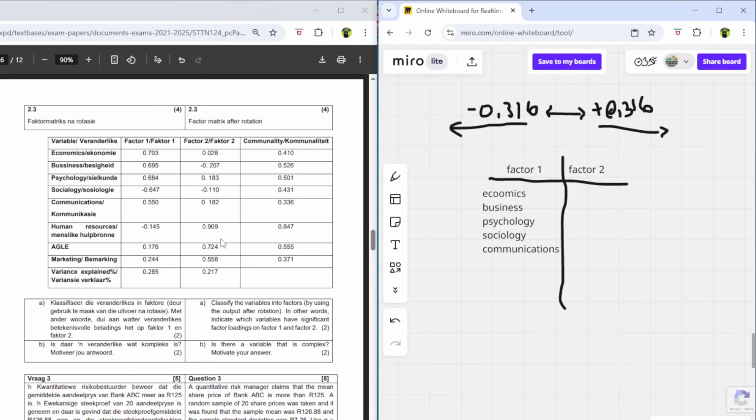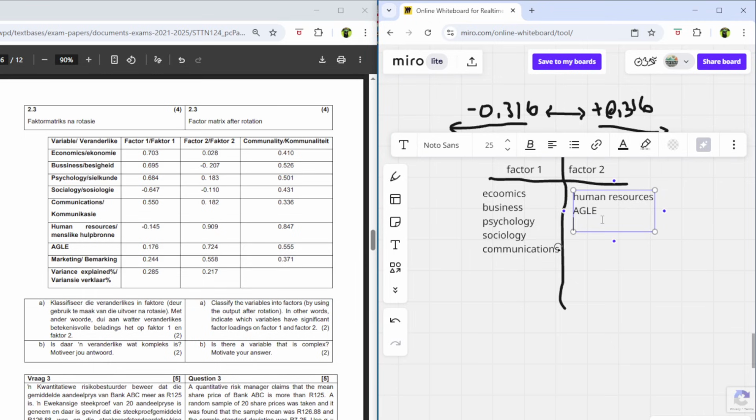And then let's look at human resource. Human resource is not significant, it's only significant under factor 2. AGLE is not significant, significant under factor 2. And marketing is also significant under factor 2. So we can write those in here: human resources, AGLE, and marketing. So that is how you answer this question, 2.3a, classifying them into factors.